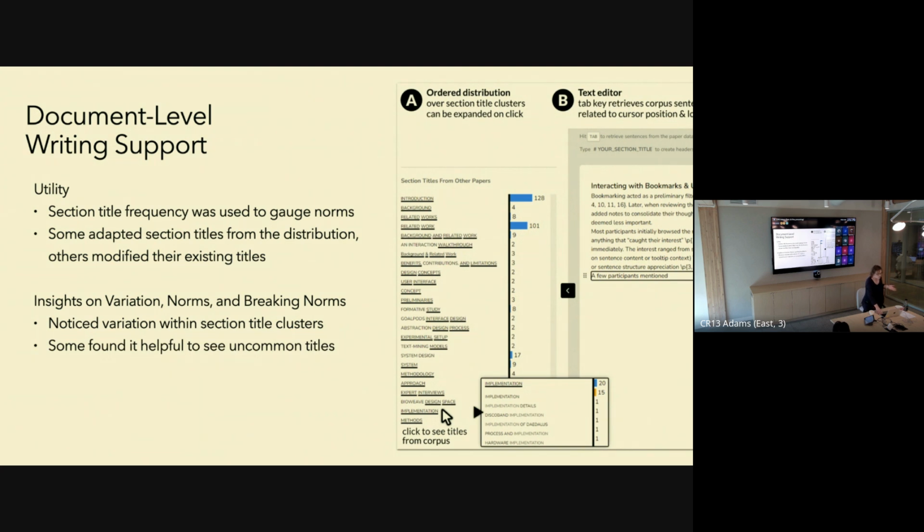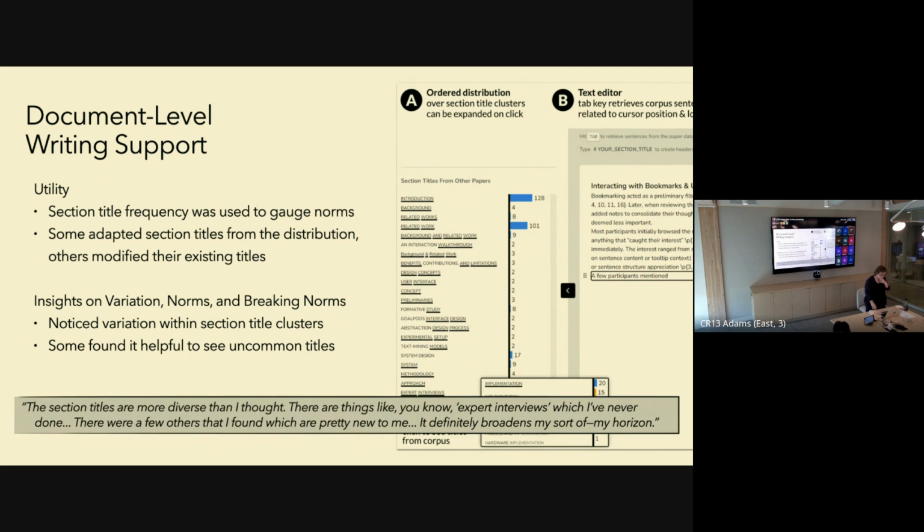Some found it helpful to see uncommon titles. And this person said, the section titles are more diverse than I thought. There are things like expert interviews, which I've never done. There were a few others that I found that are pretty new to me. It definitely broadens my sense, my horizon. So this speaks to exactly your anticipated benefit that we were not thinking about at all when we built this, which was, okay, you're already done writing, but next time, maybe you could do something a little bit different.